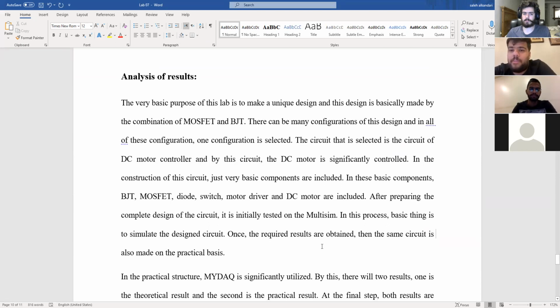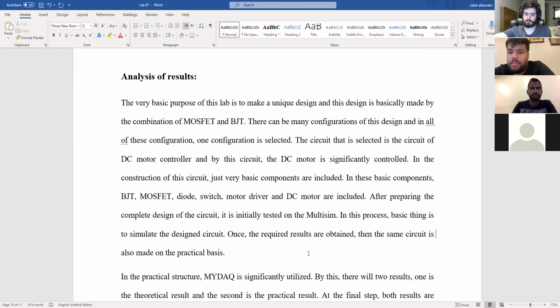For the analysis of results, the very basic purpose of this lab is to make a unique design, and this design is basically made by a combination of MOSFET and BJT. There can be many configurations of this design, and out of all of these configurations, one is selected. The circuit selected is a DC motor control circuit, by which the DC motor is significantly controlled. The construction of this circuit includes just very basic components: BJT, MOSFET, diode, switch, motor driver, and DC motor.